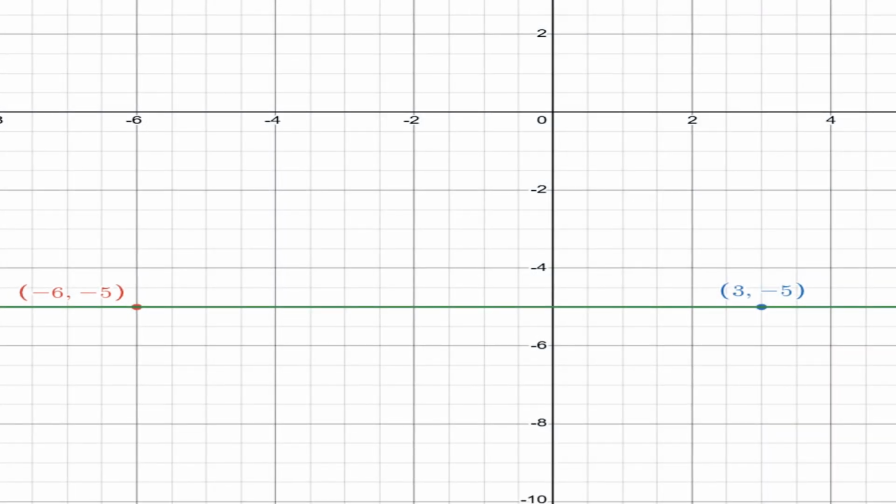As you can see, the horizontal line goes through point minus 5 on the y-axis. This means that the distance between any 2 points on the line will have the same slope of 0.